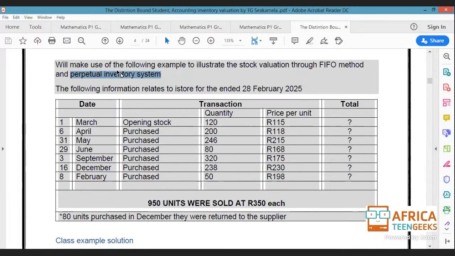Okay. Then it says the following information relates to iStore for the year ended 28 February 2025. Right. So here, guys, you are given the dates. So you have your opening stock. It's 120 quantity, and the price of the opening stock was 115 per unit.